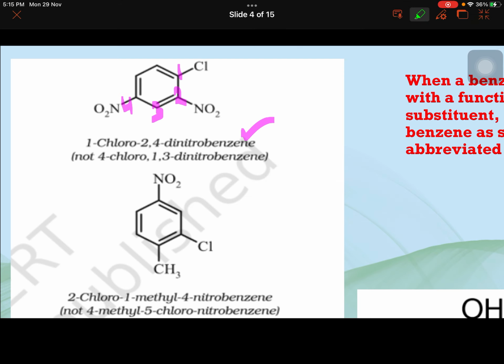Another way of doing it, let us see whether that works or not. If I start numbering from here, start from any carbon which is having the substituent, 2, 3, 4. Now you have 4 chloro, 1,3 dinitro. It is violating alphabetical order also. Chloro should come first. So if from both the sides I am getting same numbers, then I will give the lowest possible number to the one having chloro, that is coming alphabetically first. But in this case I am not getting even same numbers from both the sides.